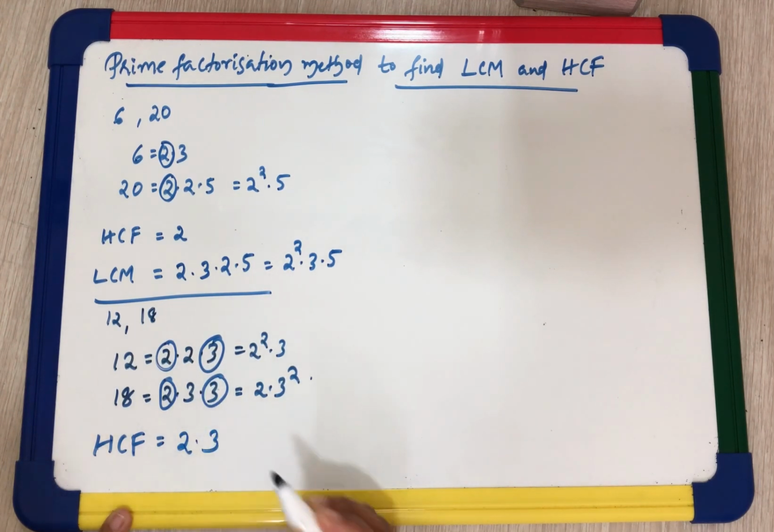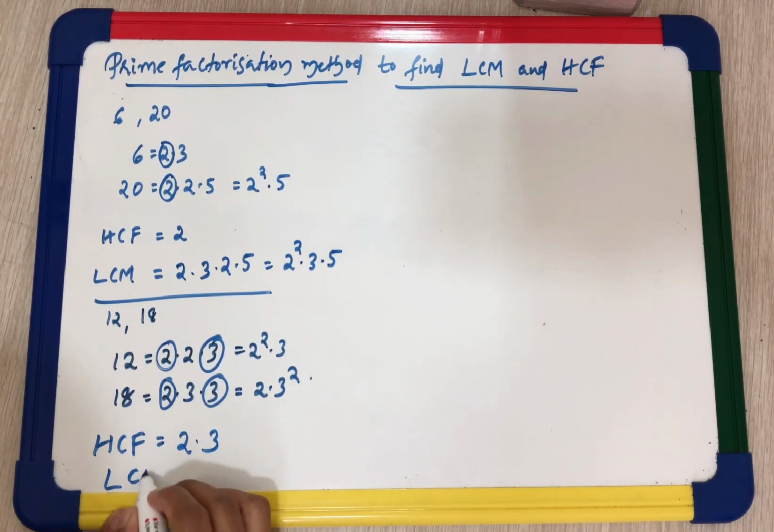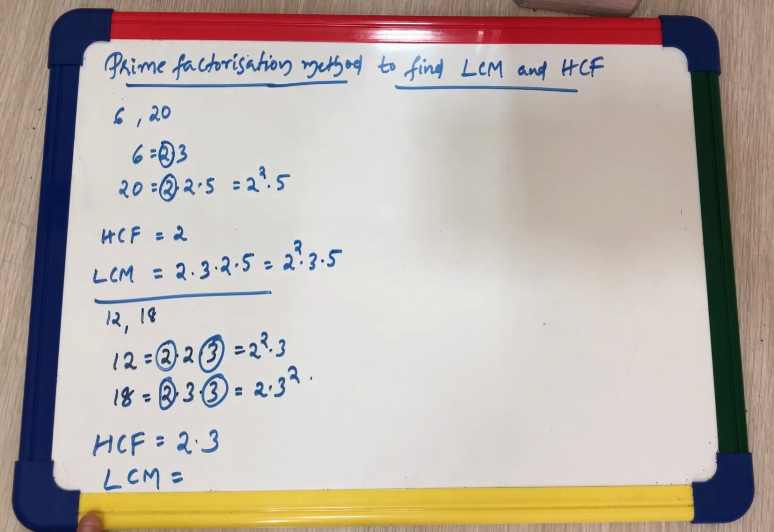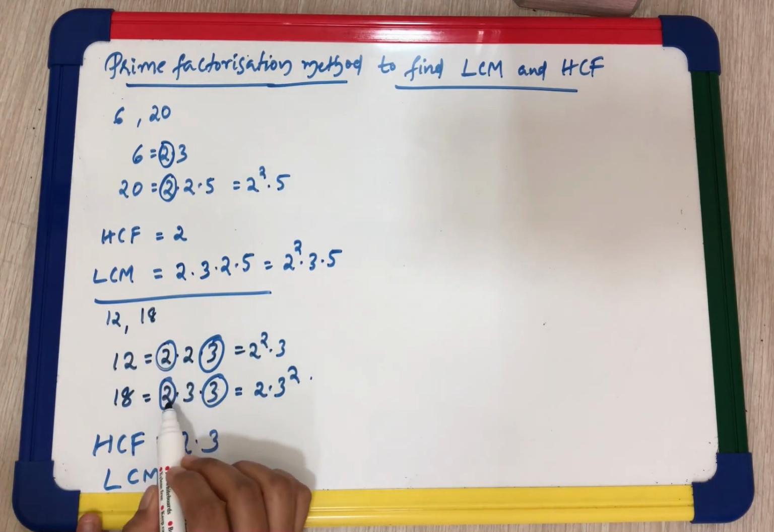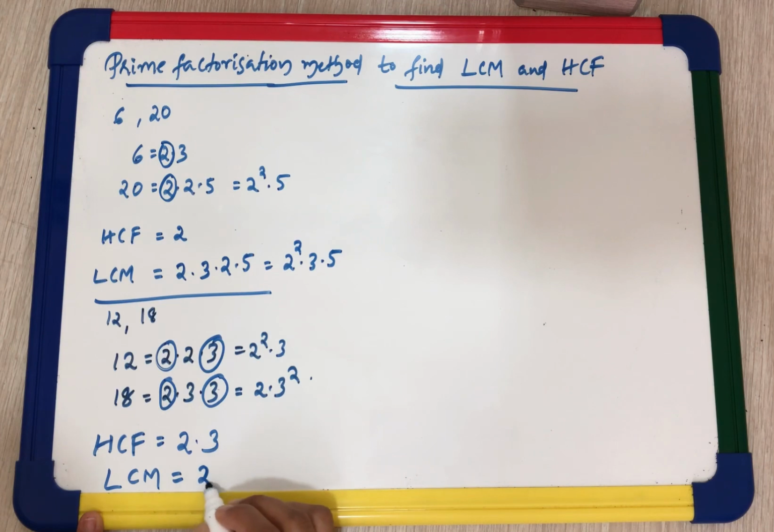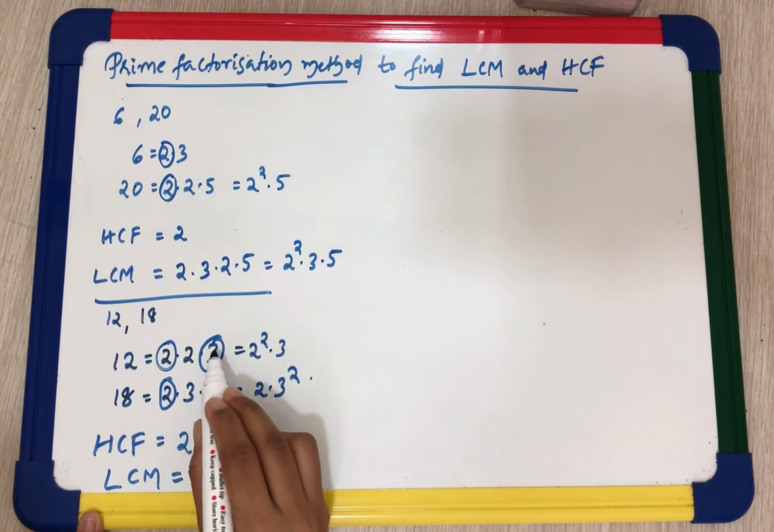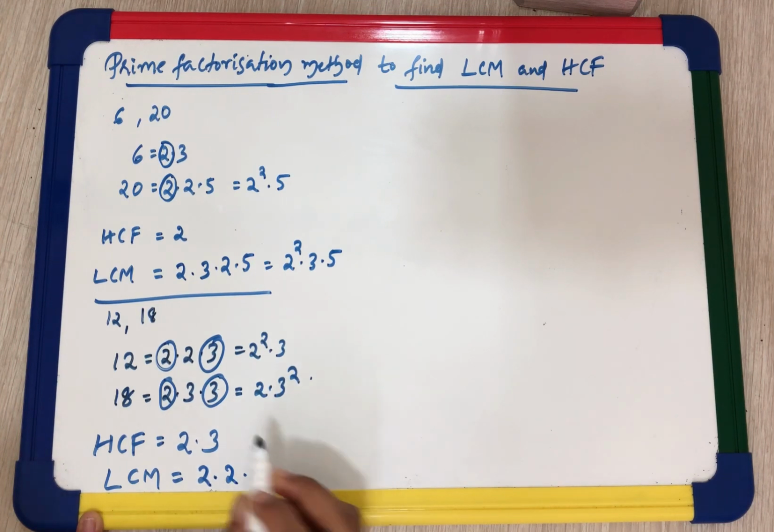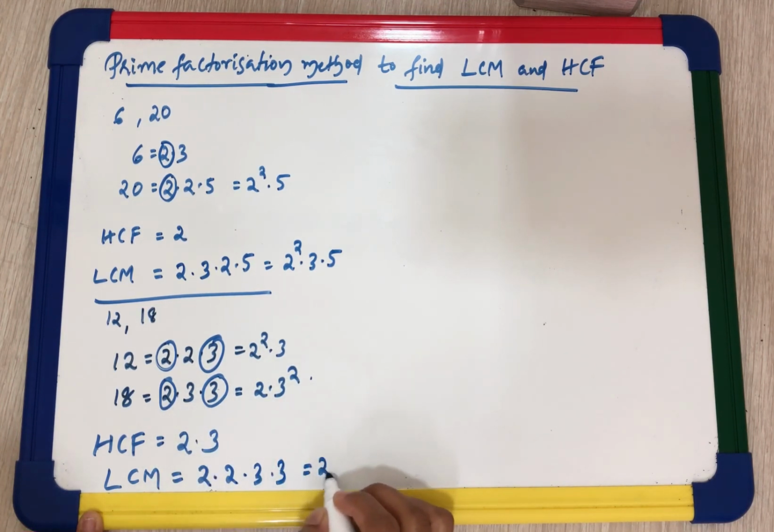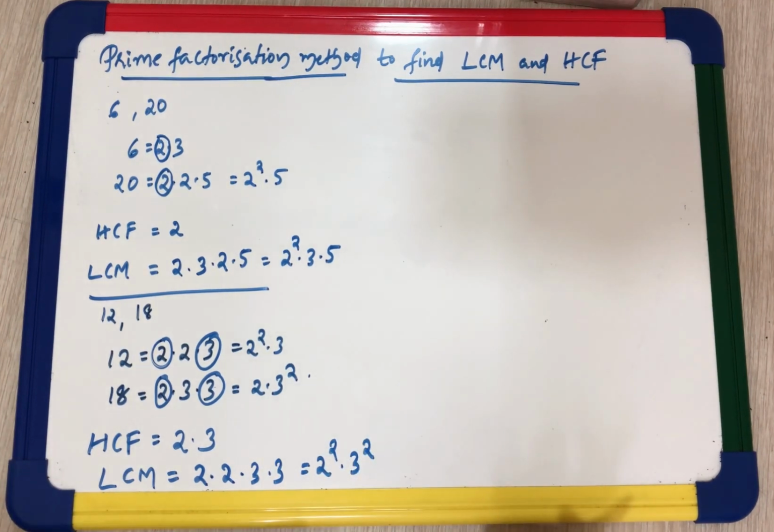And LCM, least common multiple. So, consider 2 once and 3 once. 2 into 2 into, here 3 taken once, 3 into, here again a 3, which is equal to 2 square into 3 square. We can see another example.